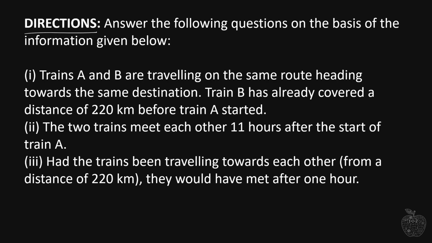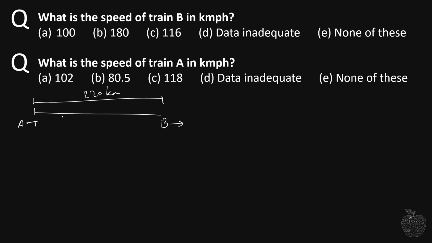So again, point 2 tells us the two trains meet each other 11 hours after the start of train A. So here train A takes 11 hours to catch up with train B. That means train A and B meet each other after 11 hours. All right, so first let's assume the speed of train A as SA and the speed of train B as SB. And let's first calculate the relative speed here.